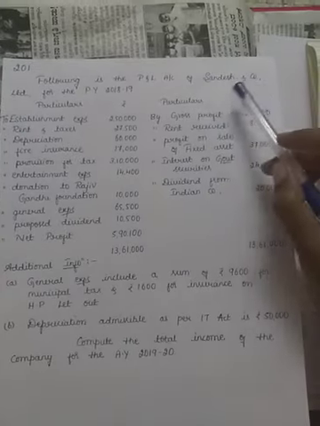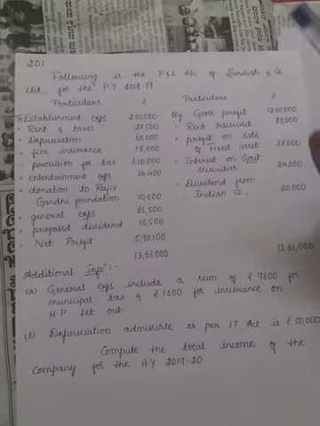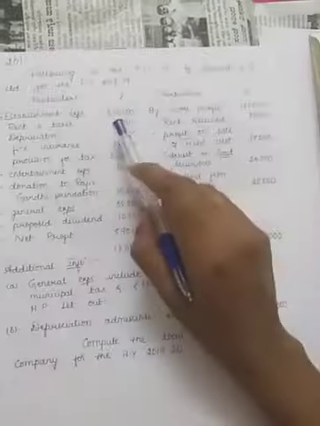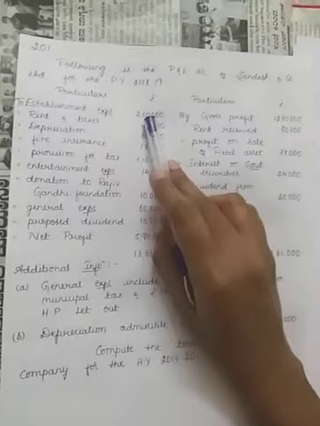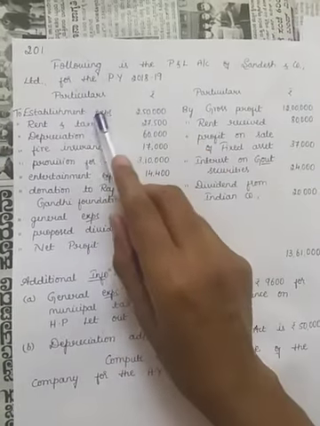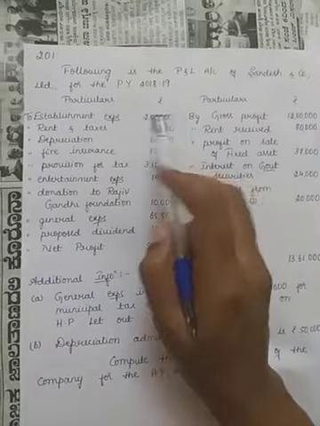Following is the P&L account of Sandesh and Company Limited for the previous year, 18-19. As usual, debit items and credit items have been given one by one. I will note that. Establishment expenses: it is related completely to business and hence not to be taken. Rent and taxes, as the name says, are related to business and hence not considered.